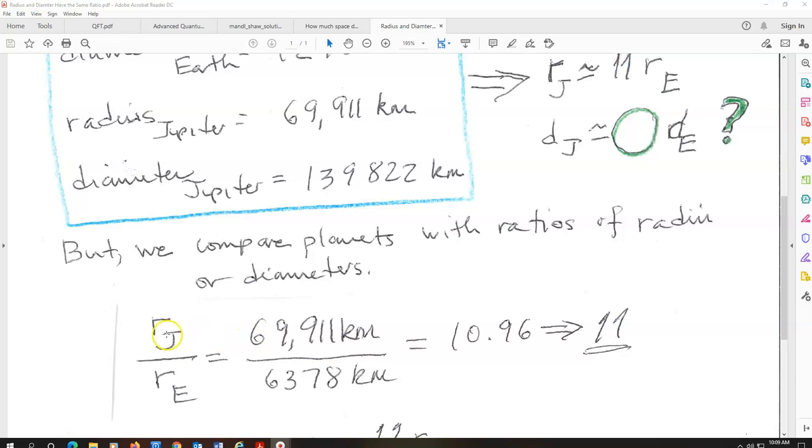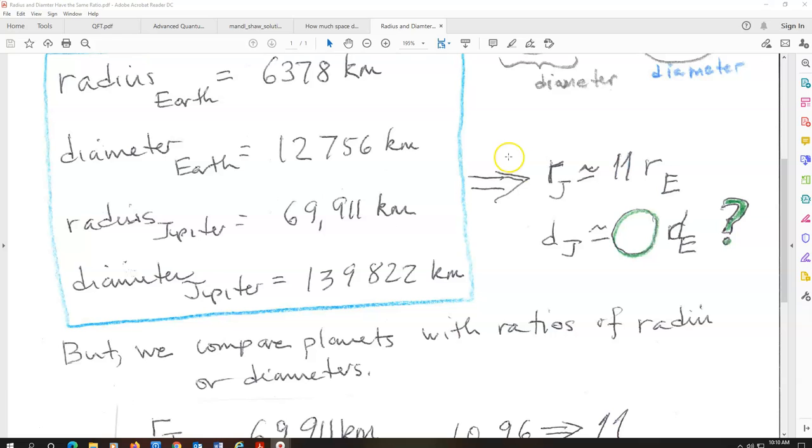So let's just do the radius. The radius of Jupiter is 69,911 kilometers, and the radius of the Earth is 6,378 kilometers. When you divide that, you get 10.96, or we'll just call that 11. So the radius of Jupiter is 11 times the radius of Earth, or I could say Jupiter is 11 times bigger than Earth by radius.